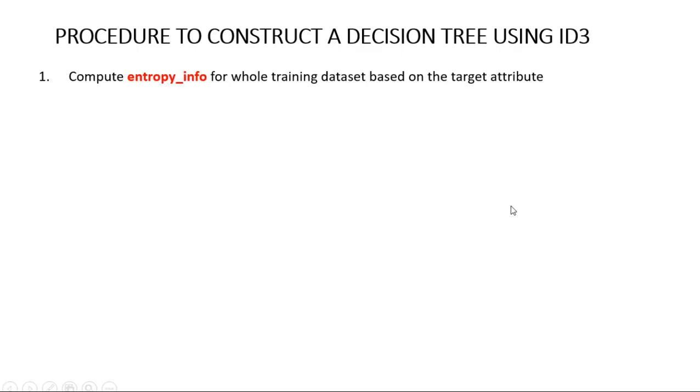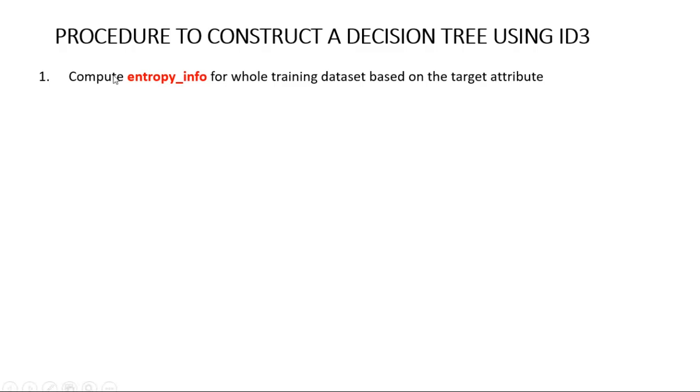So let's see the procedure to construct a decision tree. The first step is you have to calculate the entropy information. Now what is entropy? We have seen in the last class that basically it is the amount of randomness. We also saw the formula in the last video. Please refer to the video in the description box.